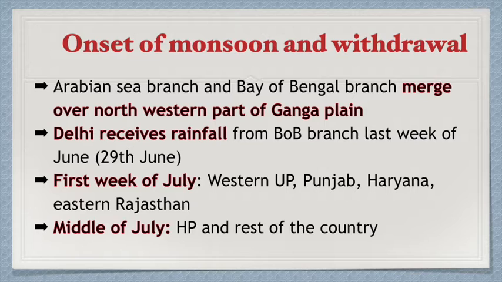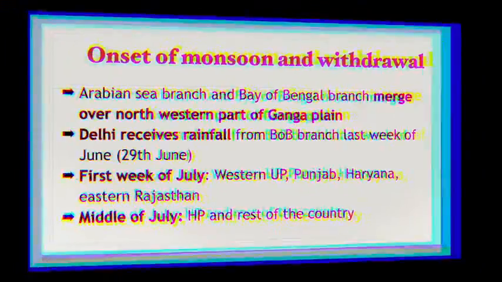The Arabian Sea branch and Bay of Bengal branch merge over the northwestern part of the Ganga plain. Delhi receives rainfall from the Bay of Bengal branch of the southwest monsoon during the last week of June. Usually, on 29th June every year, Delhi receives rainfall. In the first week of July, western UP, Punjab, Haryana and eastern Rajasthan receive rainfall from the Bay of Bengal branch. In the middle of July, Himachal Pradesh and the rest of the country start receiving rainfall.